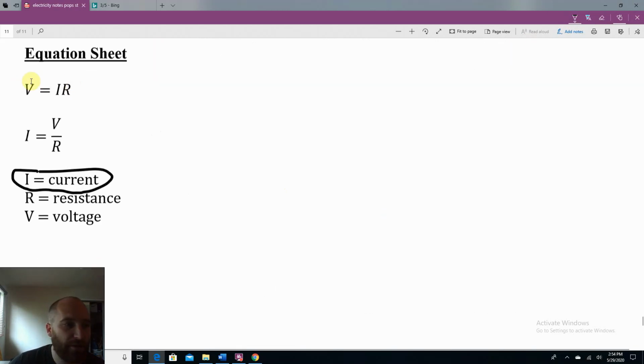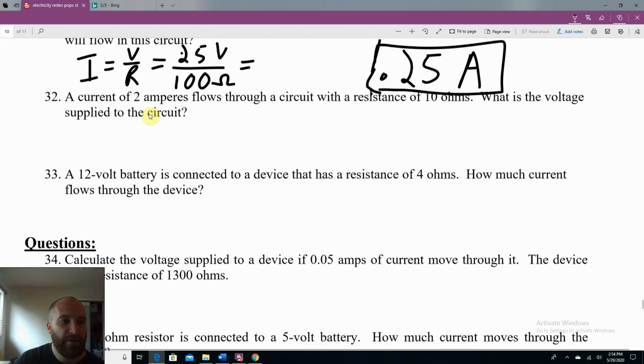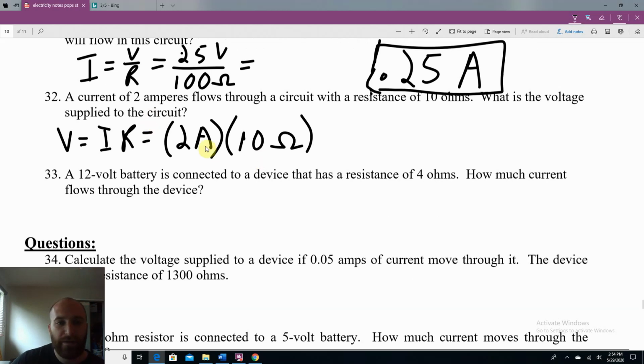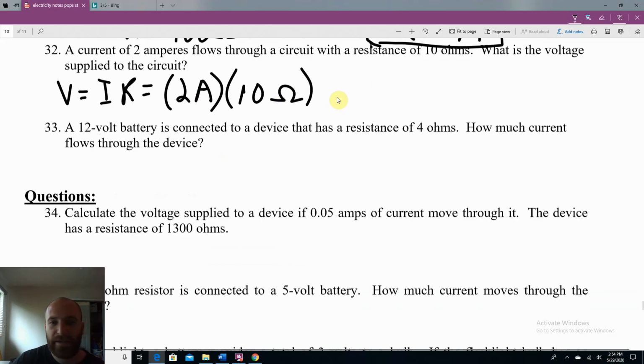So, out of these two, I'm going to jump down here now, which helps you solve for voltage. I would say this top one, the one that solved for V. V equals IR, which means I times R. I is 2, and we know that because it's the thing that's measured in amperes. R is the resistance measured in ohms, so that's the 10 ohms. Well, it looks like we've got 2 times 10. 2 times 10 is, I believe, 20. And it says we're solving for the voltage, and so 20 volts with a V.